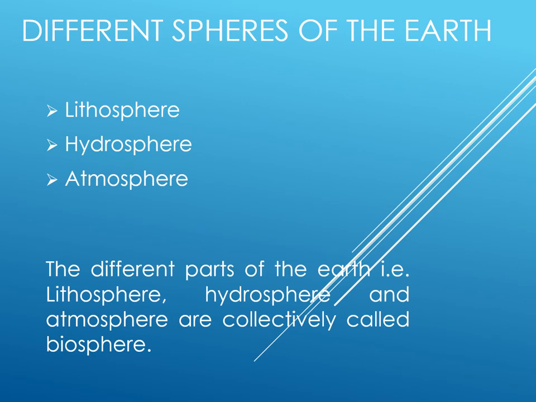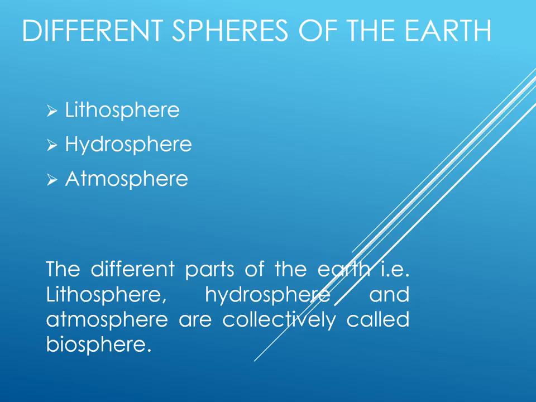Before introducing the pictorial representation of the three different spheres of the earth, let me give you a brief introduction about the lithosphere, hydrosphere, and the atmosphere. What are they? Lithosphere is the outer solid layer covered by the rocks and soil. It contains important minerals which are required for the proper growth of plants, or you can say these minerals provide the essential nutrients for the growth of all living organisms.